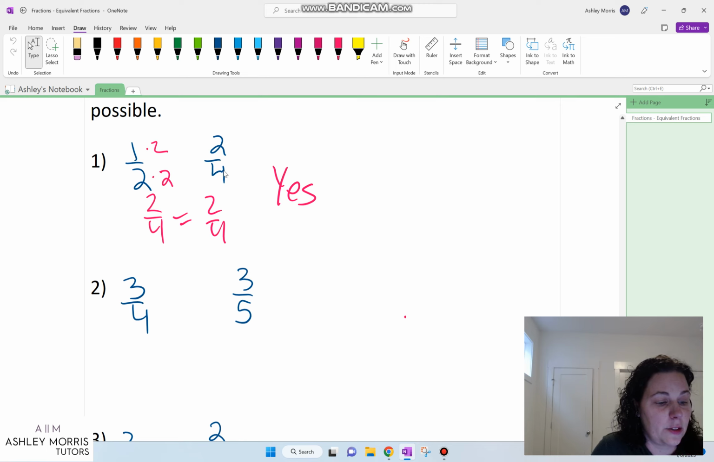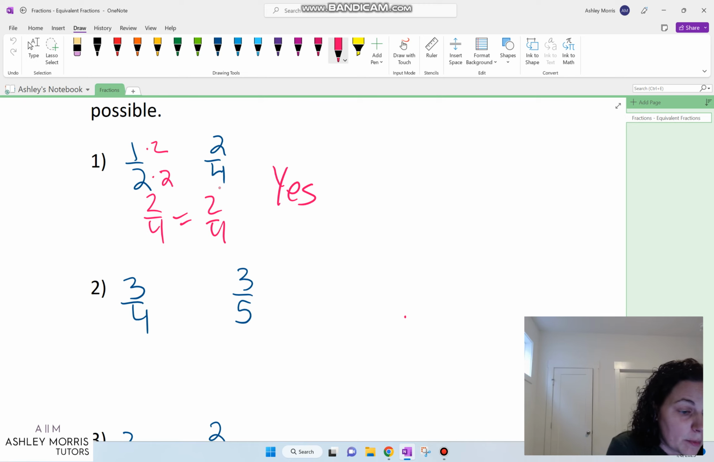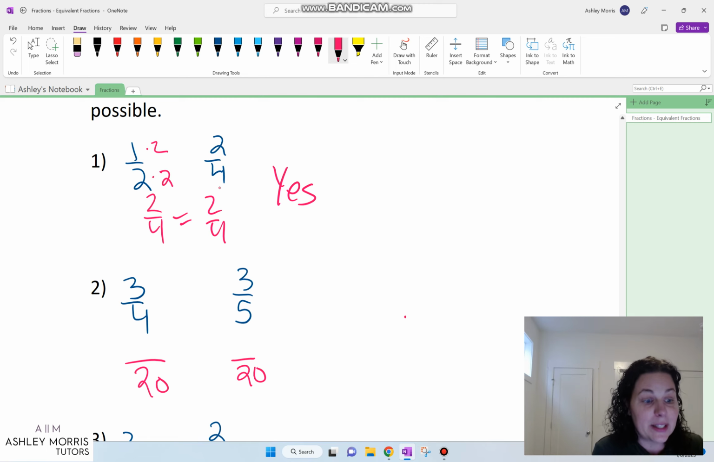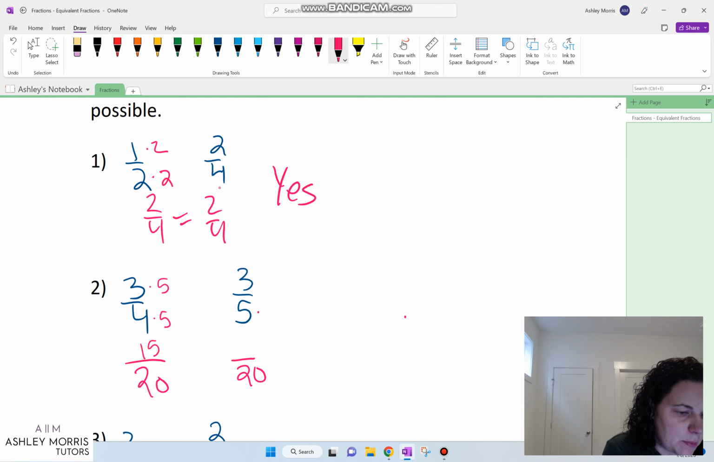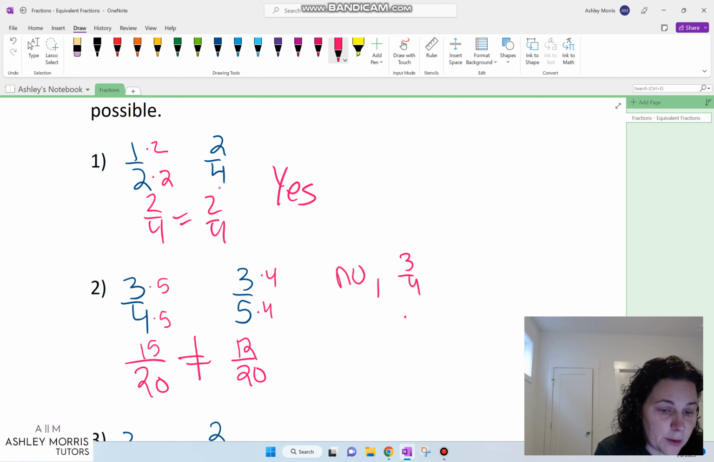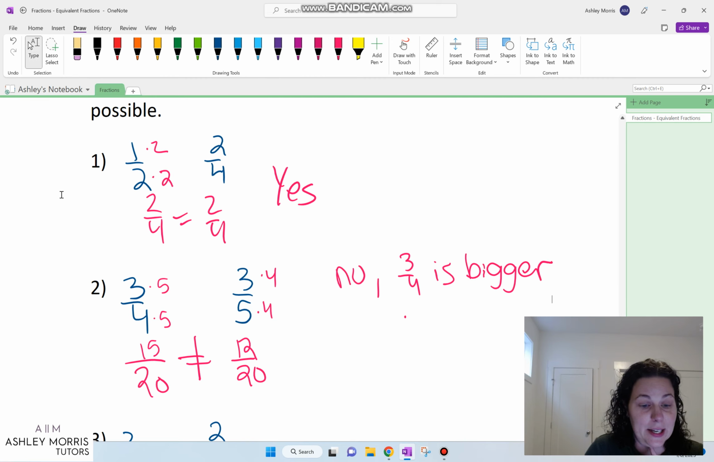If I look at this one, 3/4 and 3/5. 4 cannot be made into a 5 by just multiplying, but 20 is my least common multiple. 4 goes into 20 and 5 goes into 20 evenly. So multiply those both by 5. Multiply these both by 4. Are these equivalent? No, they are not equal. Which one's bigger? 3/4 is bigger because it was 15 pieces that I shaded instead of 12 out of the 20.